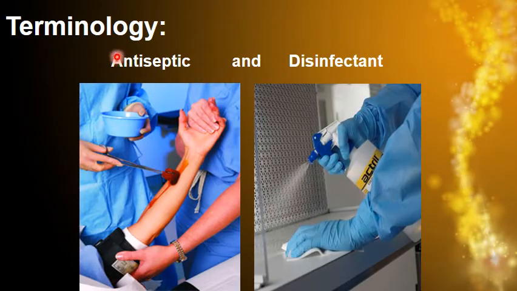Other terms we have are antiseptic and disinfectant. Both terms refer to substances that can prevent the multiplication of organisms that cause infection. Both are chemical substances used to prevent the multiplication of infectious pathogens. But the difference is where do I use them?